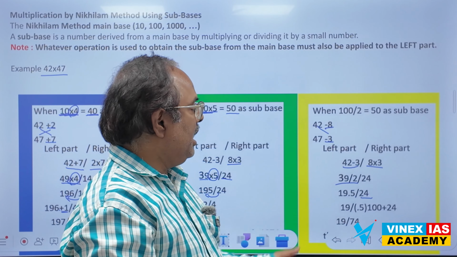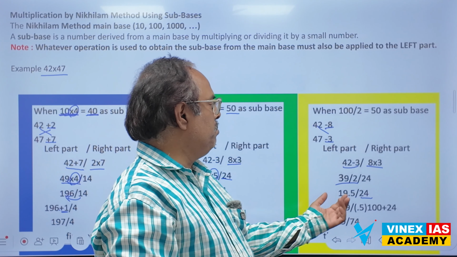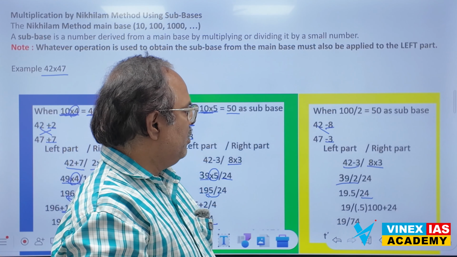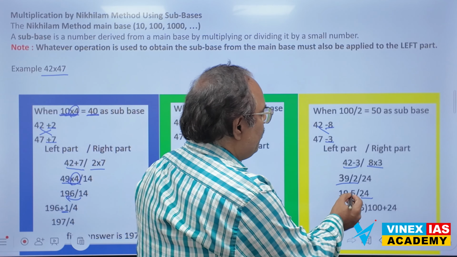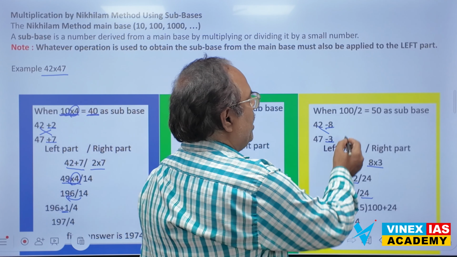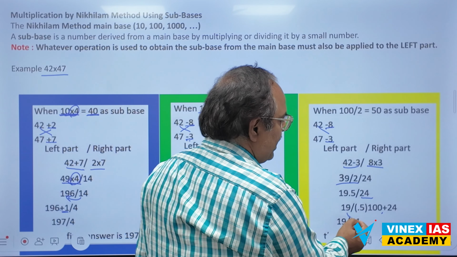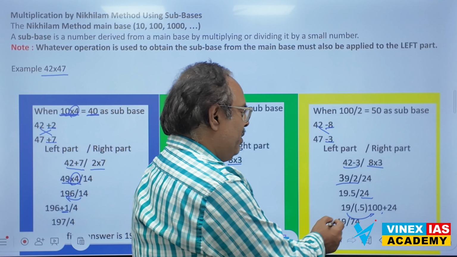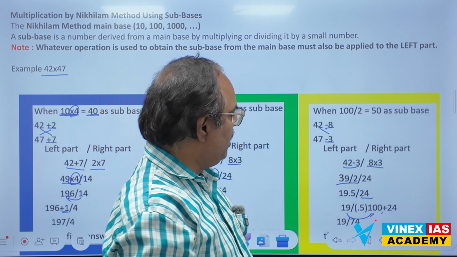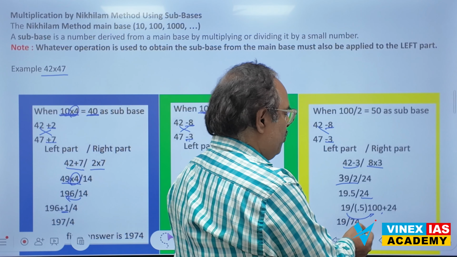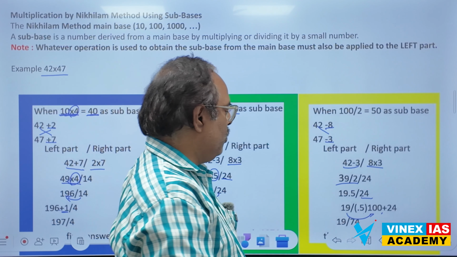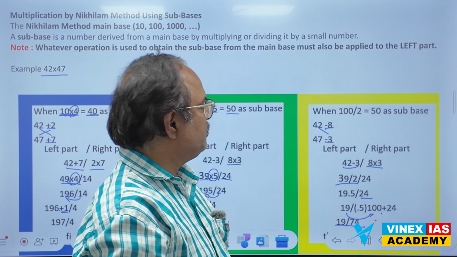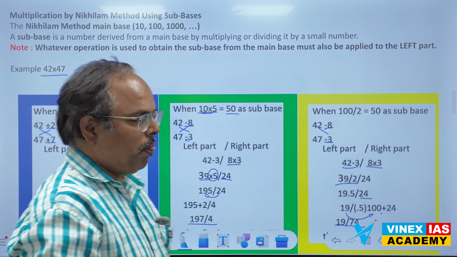Okay. Now we can't have decimal numbers. When you get decimal numbers or fractions on the left part, what do we need to do? Multiply that fraction part with the main base 100 and shift it to the right. So 0.5 into 100 should be shifted to the right and the left part will be 19. Now 0.5 into 100 is nothing but 50. 50 plus 24 will give you 74. So our final answer is 1974. Okay, so is it clear?